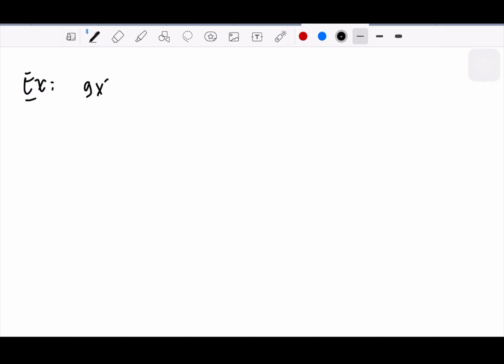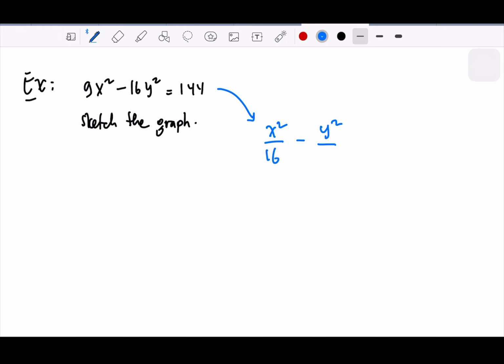Okay. Now, if we have the example 9x squared minus 16y squared equals 144. It's a similar equation with different plus minus, and we have to sketch the graph. So first we can divide by 144, and we will have x squared over 16, and since x is positive, y is negative, we will have a left and right hyperbola. So we can draw.